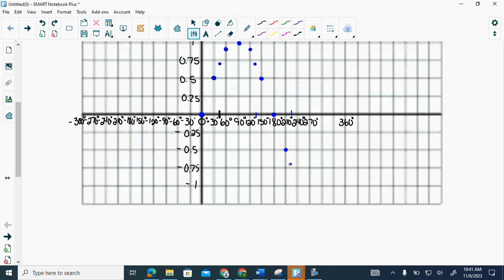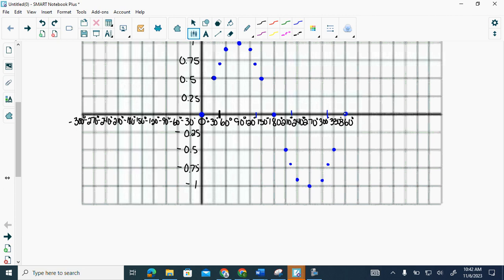Then what's 240? Negative 0.866, right? What's 270? Negative 1. And then I have 300, and then 330. Okay, so then 300, negative root 3 over 2. And then 315, negative 0.707. 330, negative a half. 360 is back to here.